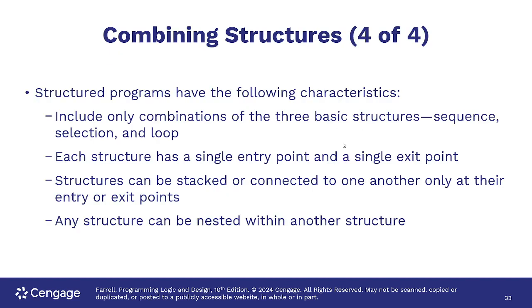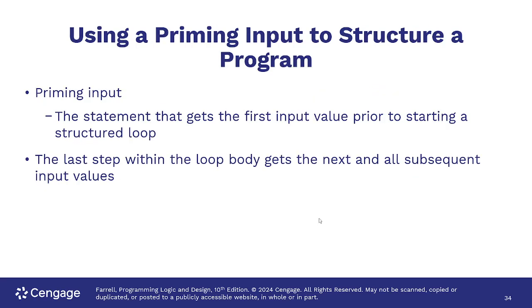Structured programs have the following characteristics. They include only combinations of the three basic structures: sequencing, selection, and loop. Each structure has a single entry point and single exit point. Otherwise, you end up with spaghetti code. Structures can be stacked or connected to one another only at their entry or exit points. Any structure can be nested within another structure.